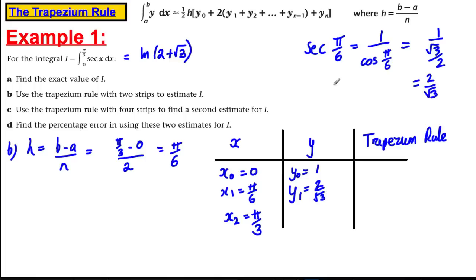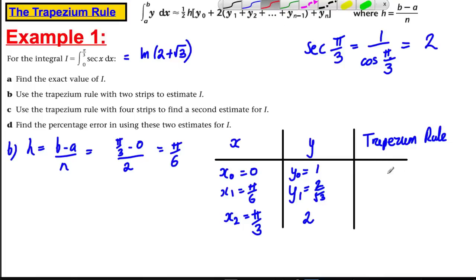And lastly, what would happen if you put pi by 3 in here? Sec of pi by 3 is 1 over cos pi by 3. Cos pi by 3 is a half, so 1 over a half is 2. So you're going to get 2 here. Now the trapezium rule says take y0 to be 1, and take yn, y2, to be 2, and double this one here. So we're going to do 2 y1s, which is going to be 4 over root 3.